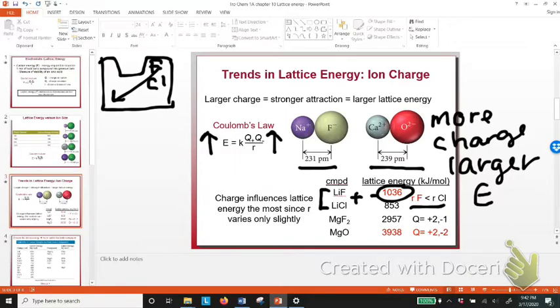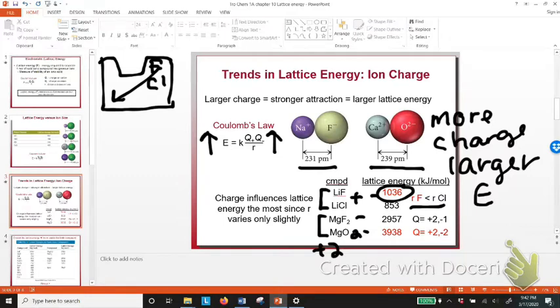Now if we look at the next example, we have magnesium fluoride versus magnesium oxide. We can notice that magnesium is a +2 charge, the fluoride is a -1 charge, and the oxide is a -2 charge. So the charges are larger on the magnesium oxide. So remember, the charge is most important. So we would expect the magnesium oxide to have the largest lattice energy.